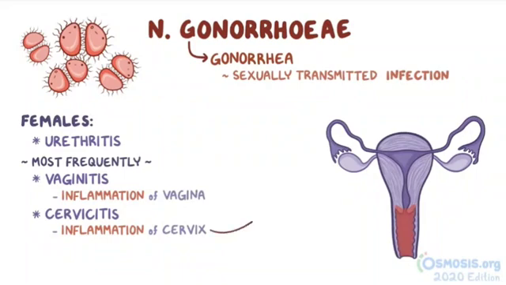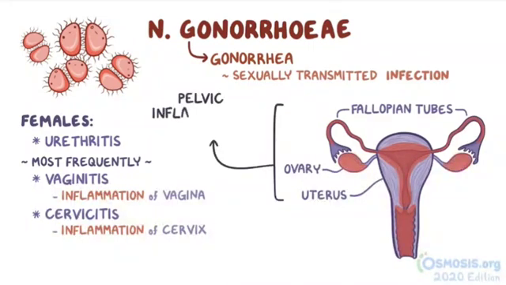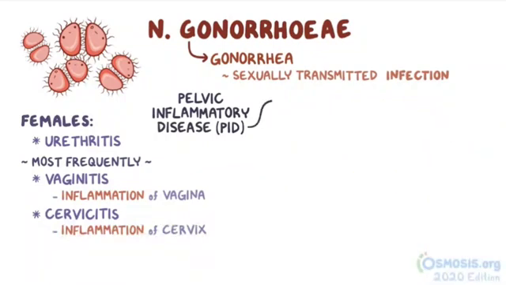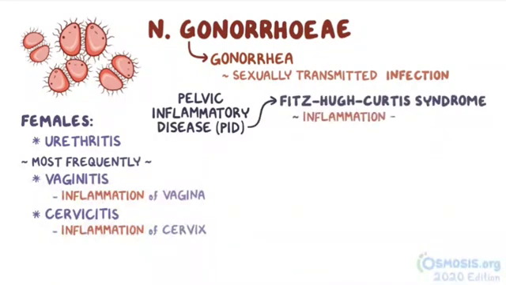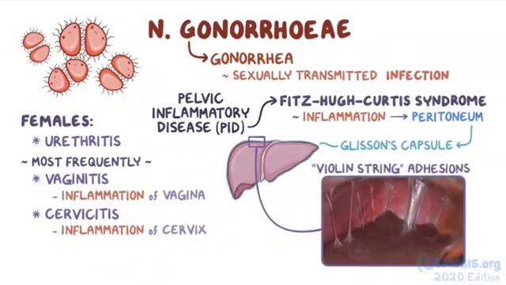Through the cervix, N. gonorrhoeae can spread to the uterus, the fallopian tubes, and sometimes even the ovaries, causing pelvic inflammatory disease, or PID. Finally, PID can cause a complication called Fitzhugh-Curtis syndrome, which happens when the inflammation spreads to the peritoneum, and from there to Glisson's capsule, which surrounds the liver. This results in violin string adhesions, or thin strings of scar tissue that attach the liver to the peritoneum.